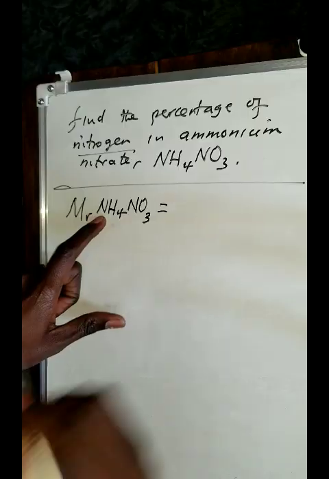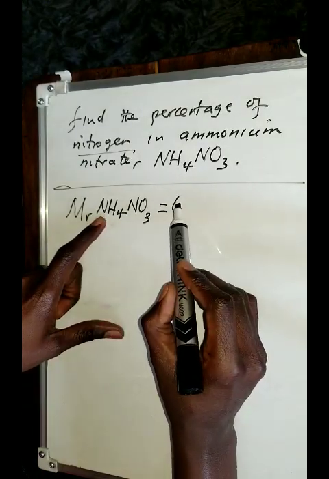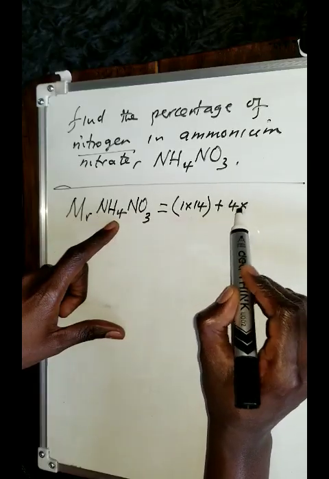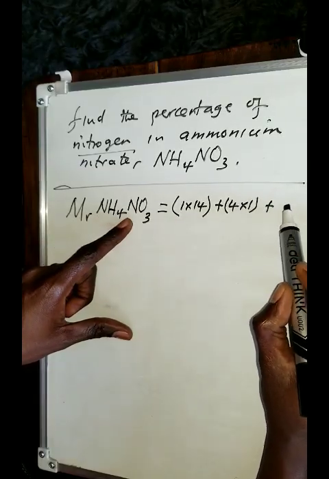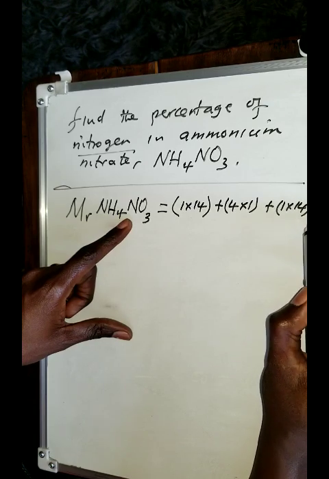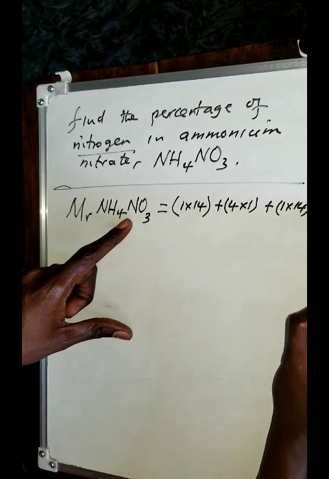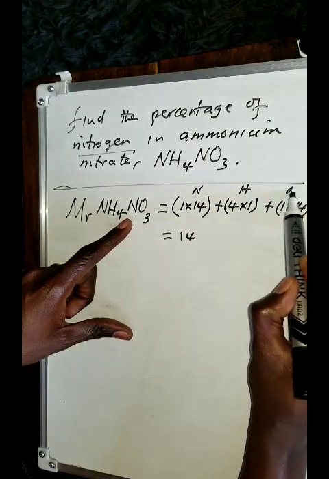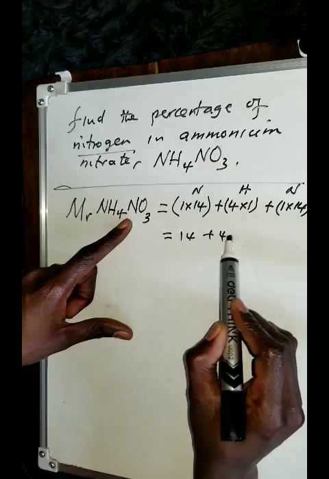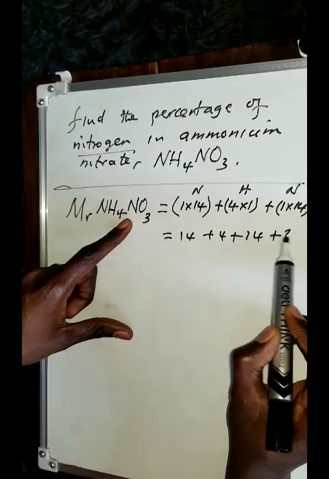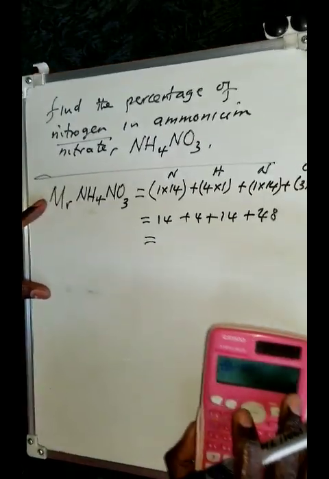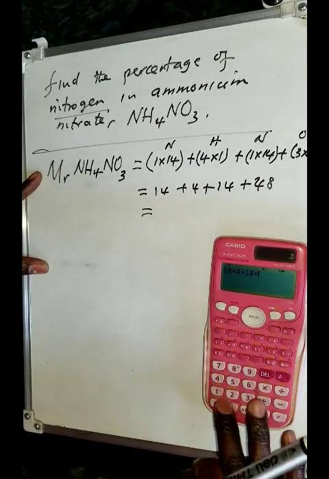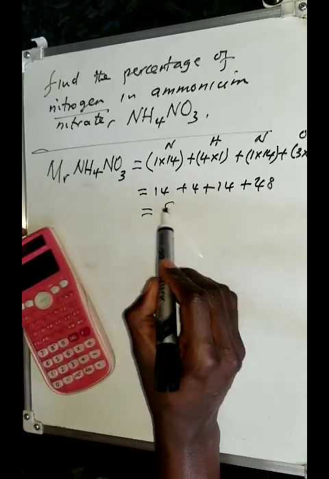Remember, I've got nitrogen there, which is 1 multiplied by 14, plus hydrogen, that would be 4 times 1, plus another nitrogen, which is 1 times 14, plus 3 times 16 there. Remember, this is nitrogen, hydrogen, nitrogen, and oxygen, so 14 plus 4 plus 14 plus 48. If you add all that, that is going to give us 80.